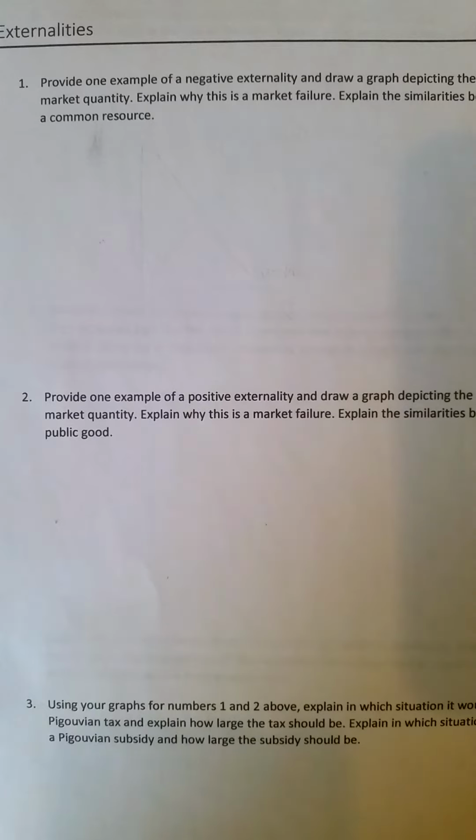This is the assignment on externalities. Number 1 is about negative externalities. It says, provide one example of a negative externality and draw a graph depicting the socially optimal quantity and the market quantity. Explain why this is a market failure. Explain the similarities between a negative externality and a common resource.